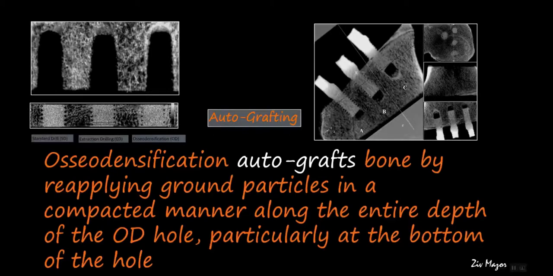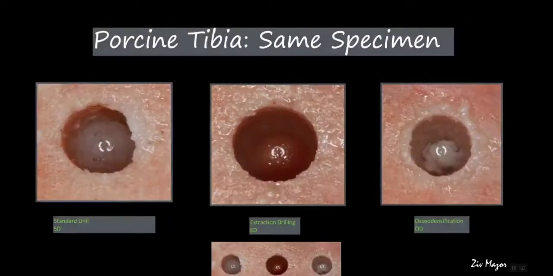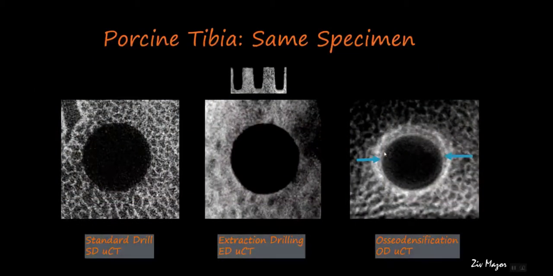By autografting bone and reapplying ground particles in a compacted manner along the entire depth of the osteodensification hole, particularly at the bottom of the hole. And when you look here on the osteotomies, on the left is a standard drilling, on the right is an osteodensifying site. You can see that there is a difference because the diameter of the osteotomy is narrower when we do osteodensification. Not because of the diameter of the drill, because they are completely the same.